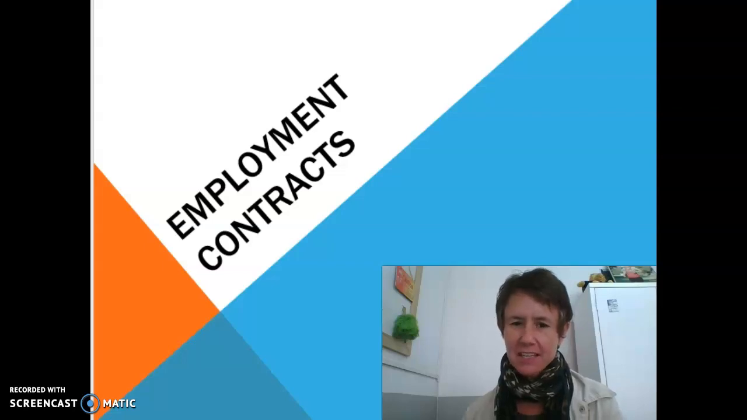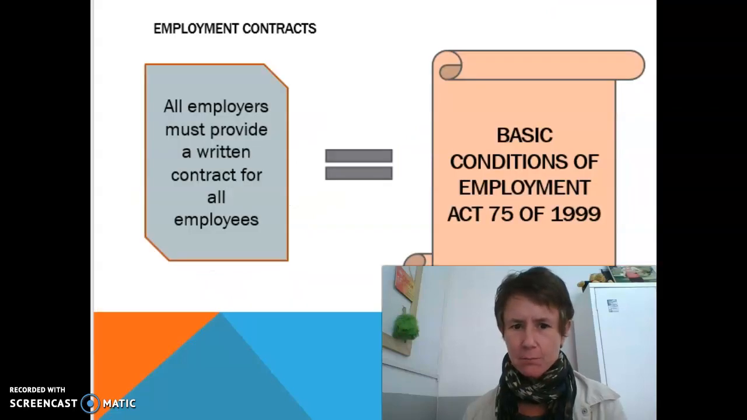Now this is something that is going to affect you once you start working, so it's quite important to understand what it's all about. If we look at the employment contract, every single employer must, by law, provide a written contract to all its employees. And this is because of the Act, the Basic Conditions of Employment Act. It stipulates that every employer must give a written contract to an employee.